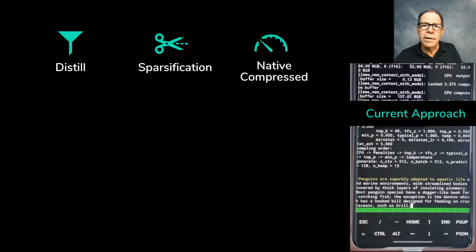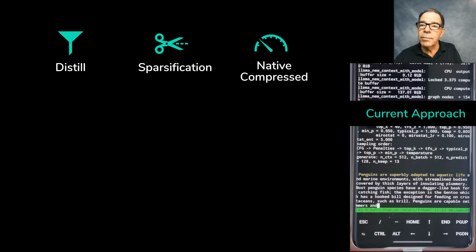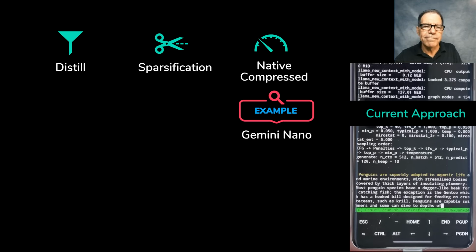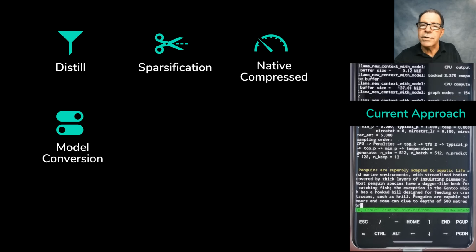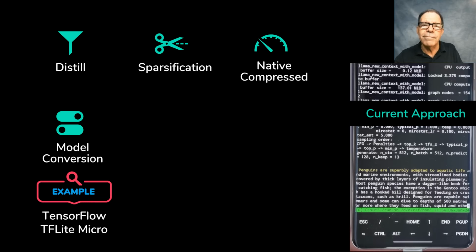A third approach is native compressed, which involves building a pre-trained model that's designed from the start for use on smartphones. An example of this is what Google calls AI Core, which is what's behind Gemini Nano. A fourth option is model conversion, using a software framework that's optimized for running machine learning models on low-power devices. An example of that approach is TF-Lite Micro from TensorFlow.